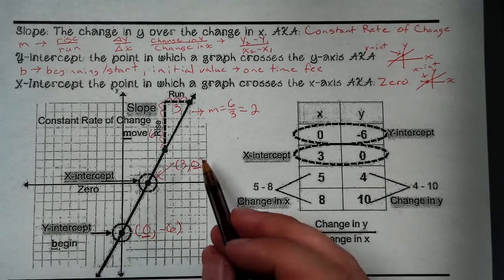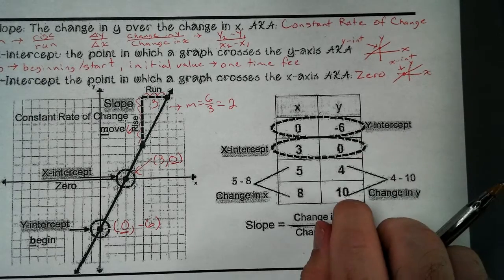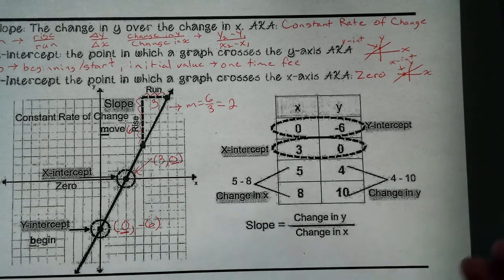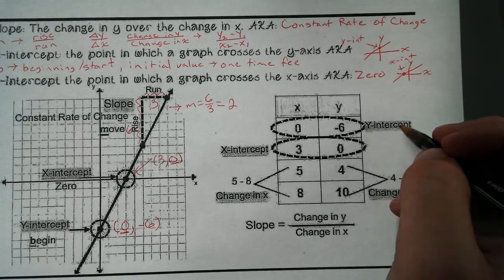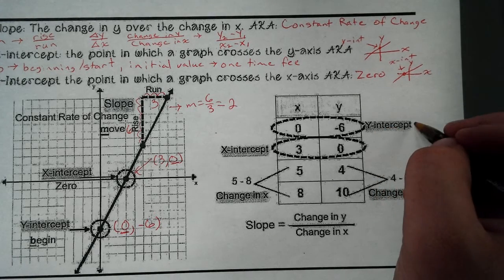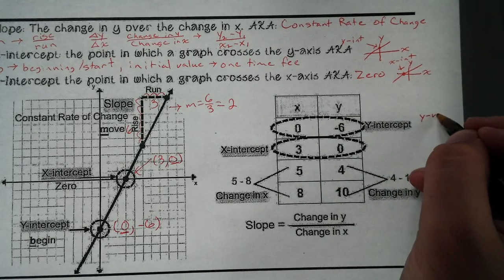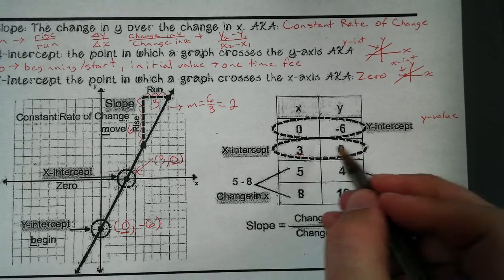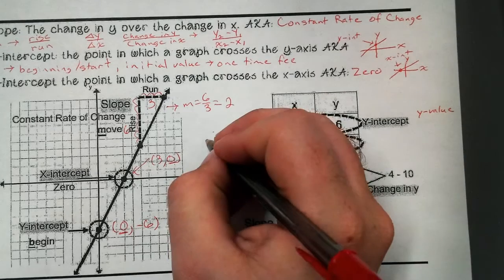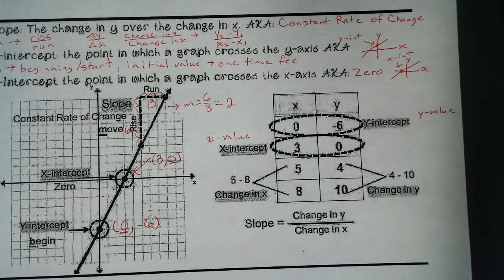Y-intercept, the x is 0. X-intercept, the y is 0. If we put this on our table, and it's these points reflected over here, our y-intercept, it will have the y value. So the x is 0. The x-intercept, well, it's going to have an x value. The y value will be 0.